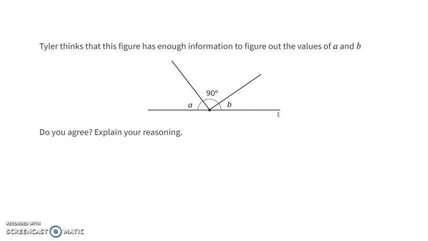All right, so the very first problem on this in-class assignment that you're working on reads as follows. Tyler thinks that his figure has enough information to figure out the values of A and B. So that's what he thinks he can solve just based on this picture. Your job is to figure out if you agree or not with him, and then you have to explain your reasoning. All right, so let's take a look at what we do know first.